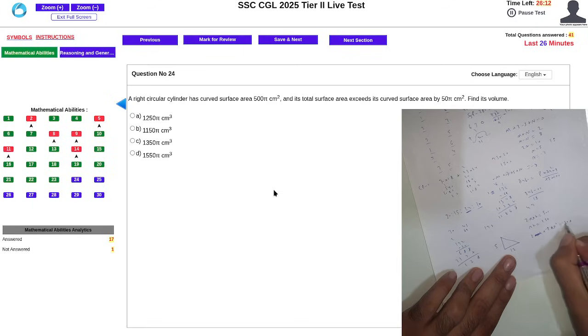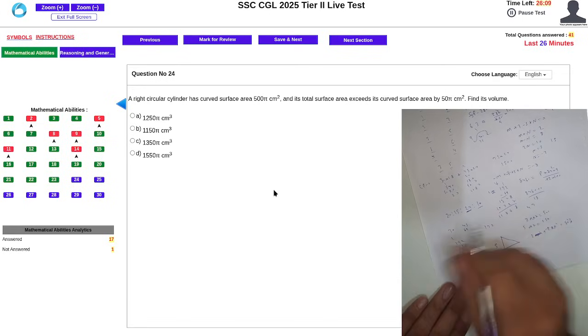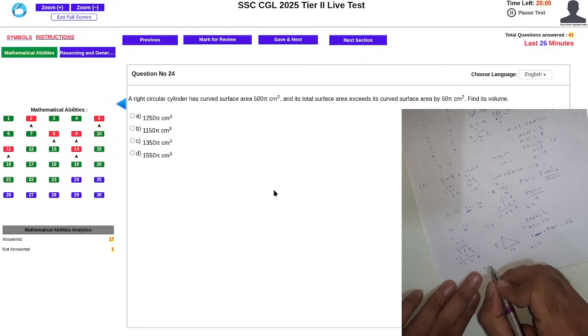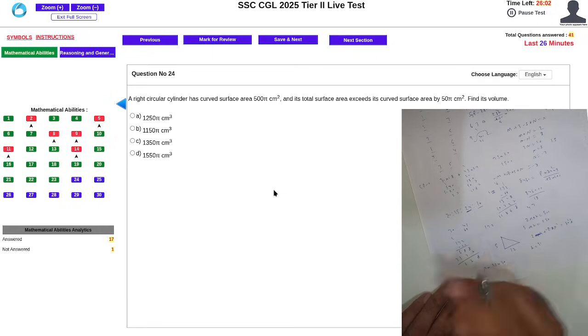pi से pi कटेगा 25. R is equals to 5, 50. H is equals to 50. 125.